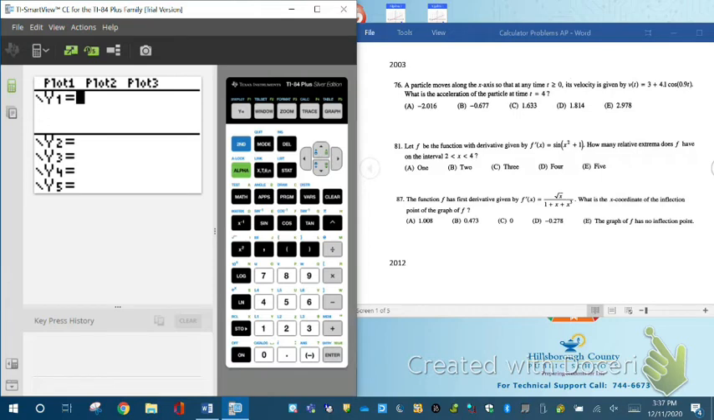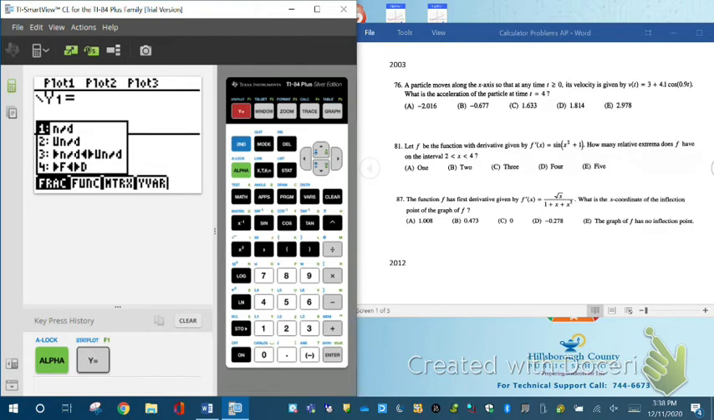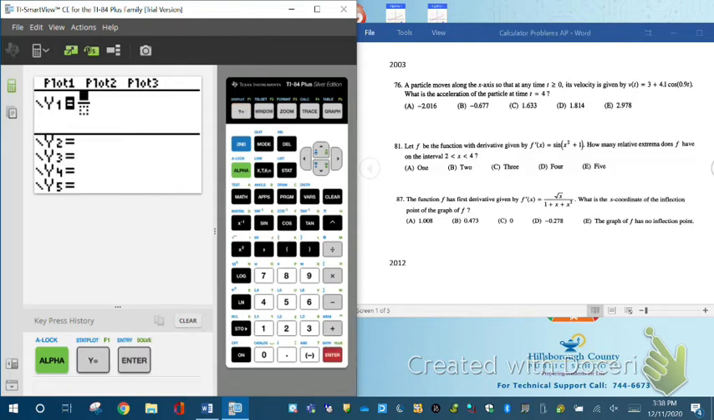To get to the fraction bar, you hit alpha, which is that green button, and then the Y= button, believe it or not. And you see what popped up? So alpha Y= gives you your fraction options, and the first one is your fraction. So just hit 1 or hit enter. Now you see what I got? I got those nice little fancy squares for the fraction.